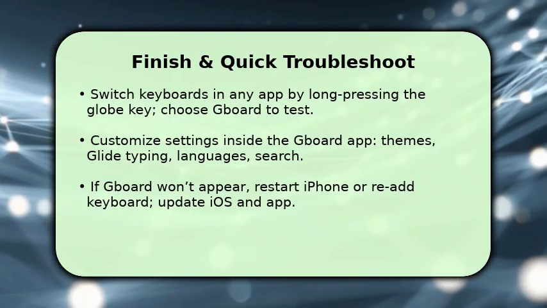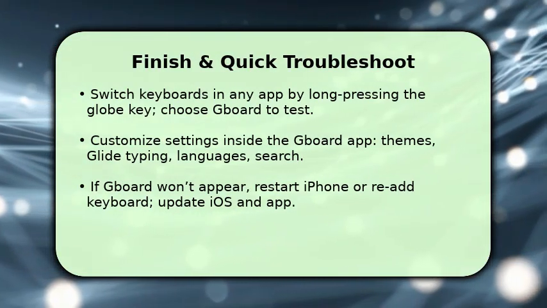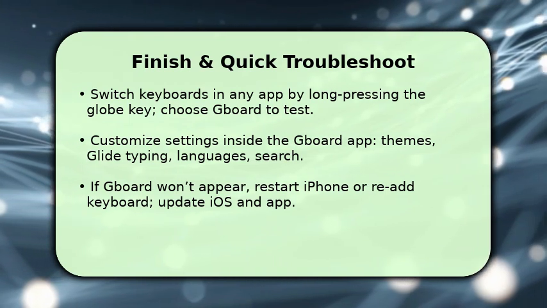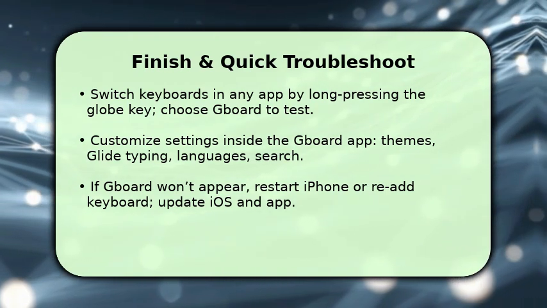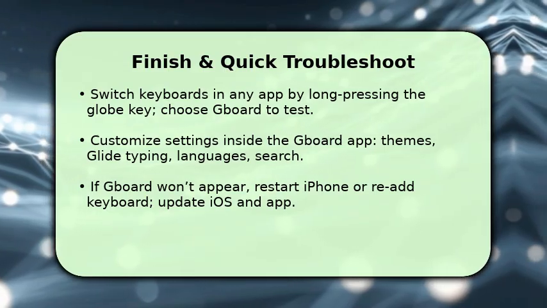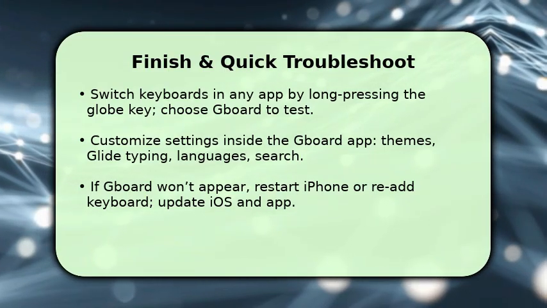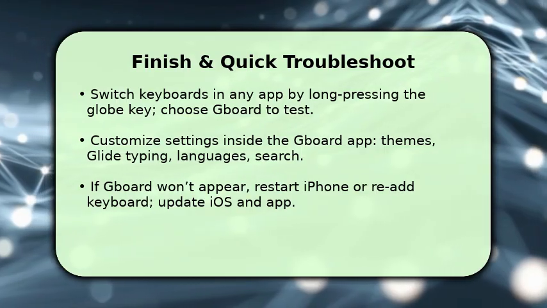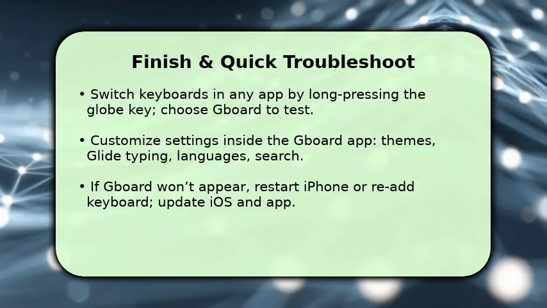Finally, test and tweak Gboard. Open Messages or Notes, long press the globe icon and pick Gboard. Try glide typing and search to confirm functionality. Then open the Gboard app to customize themes, languages, emoji, and typing preferences so it matches how you type.